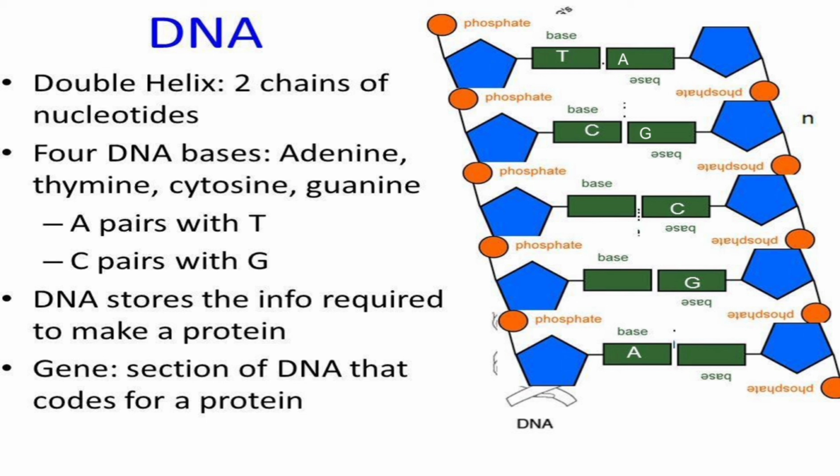DNA stores the entire information required to make the protein. Right? And a gene is a section of DNA that codes for protein. We'll be learning about genes later.